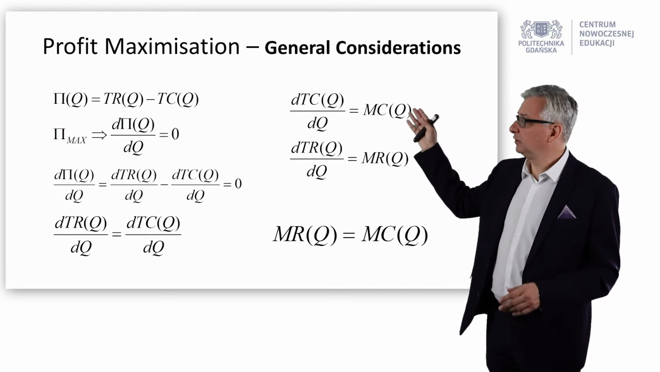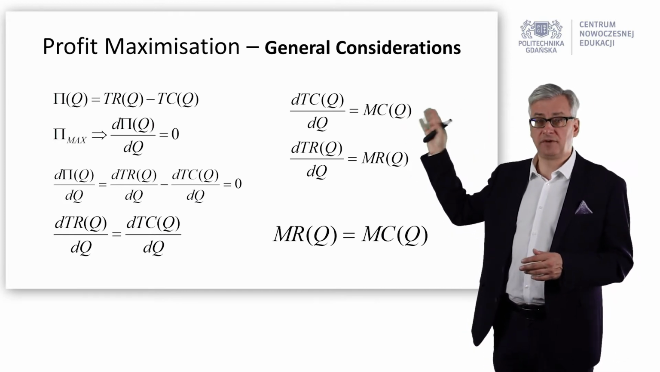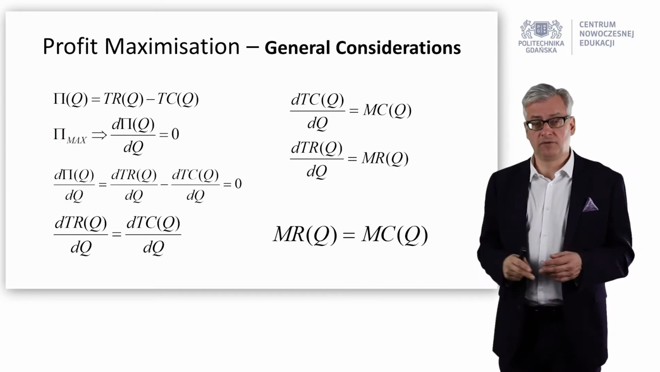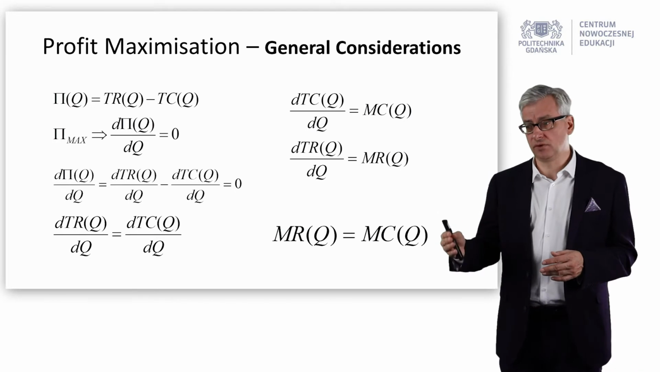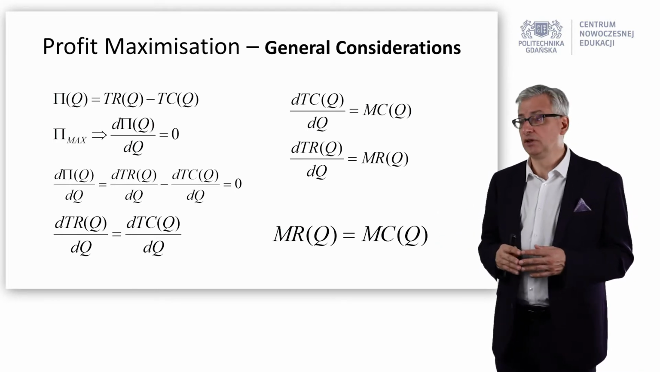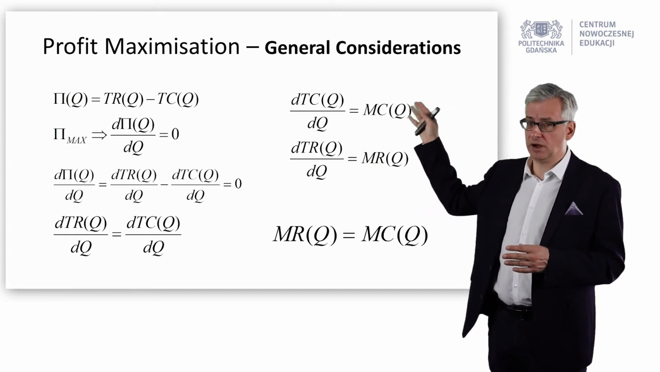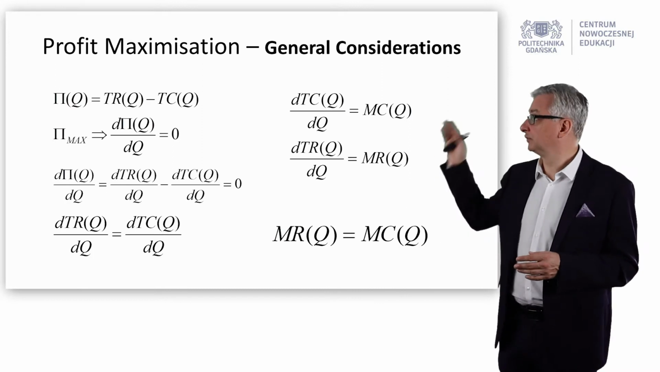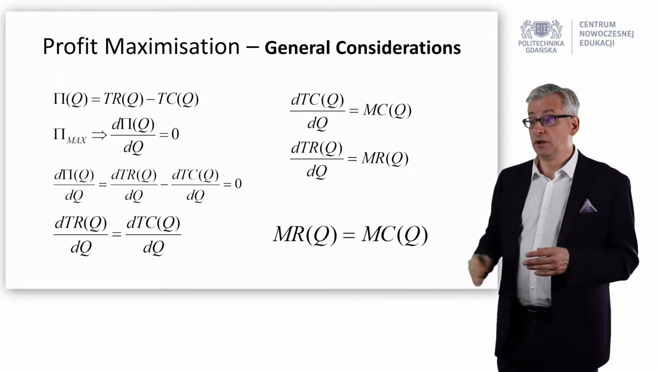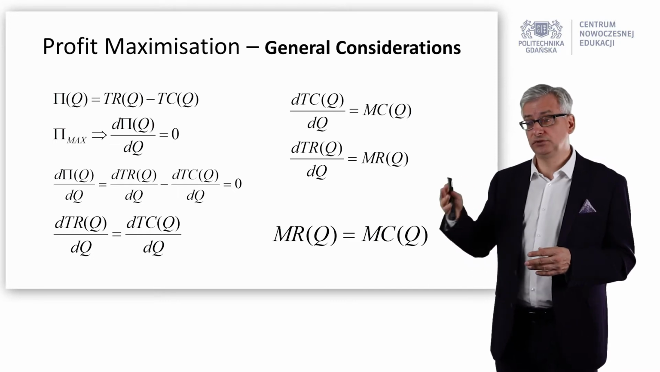So if you look, this is what we do actually here. We calculate the first derivative of pi and we equate it to 0. So since pi itself is total revenue minus total cost, then we take the first derivative of total revenue, that is equal to the first derivative of total cost.